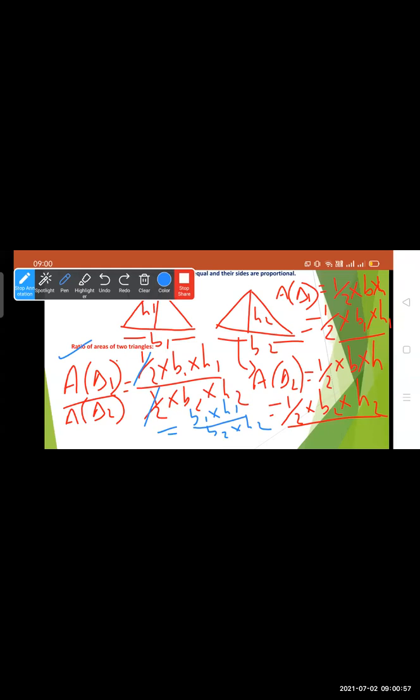First we find the area of the first triangle by using the formula base into height. Second one is the other triangle, base into height, and we take the ratio. Okay. Now, but if the height of both triangles are equal, see, if heights are equal, we draw here one triangle.